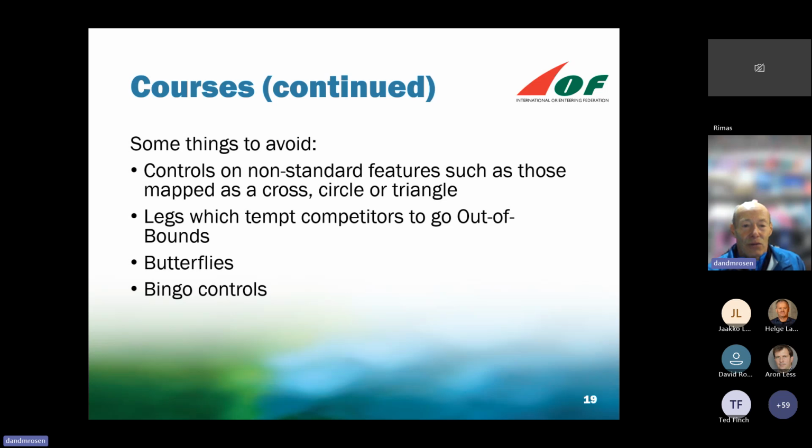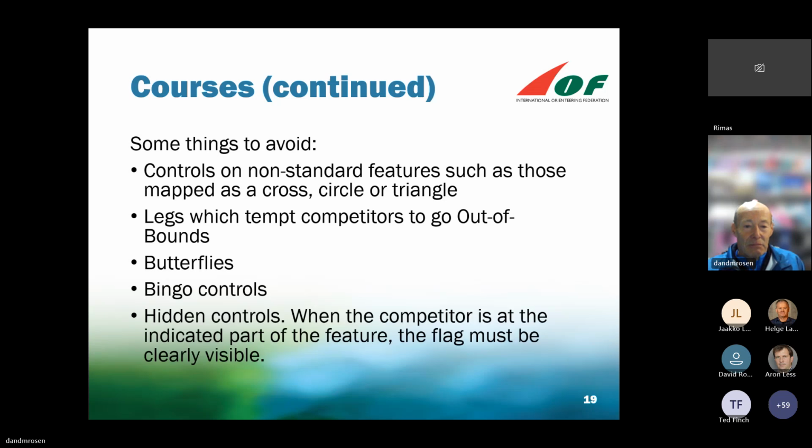Also, avoid bingo controls. Competitors should be looking for the feature and not for someone else who happens to be at the control. So avoid, for example, small depressions in a flat area where the presence of another competitor will give the game away. Whereas if there's no other competitors around, it's a really tricky control. And when the competitor is at the indicated part of the feature, say the north end of the cliff, then the flag must be clearly visible, not tucked behind a rock or something.